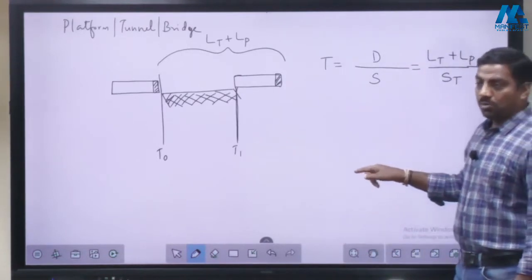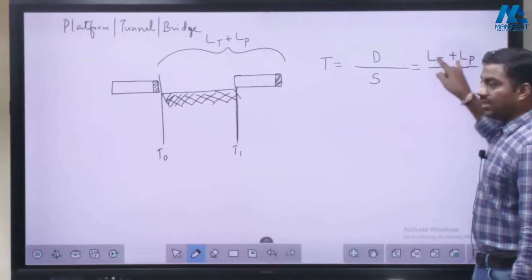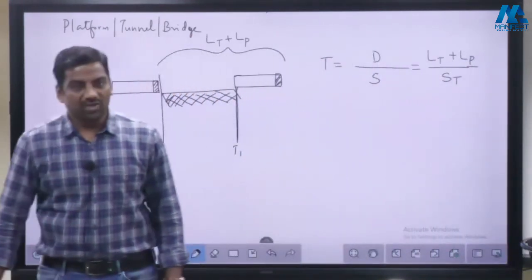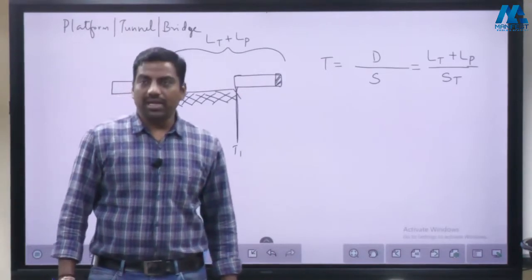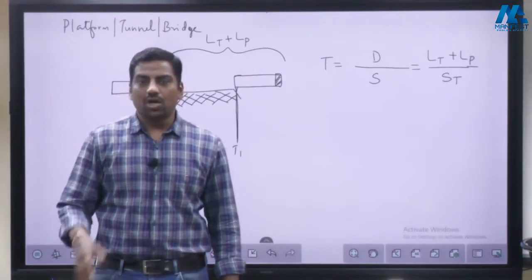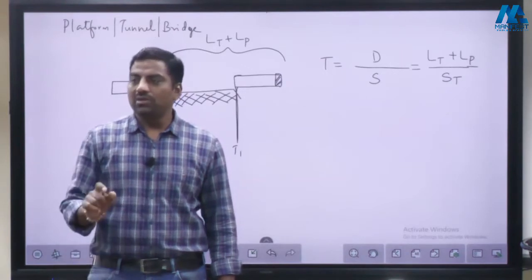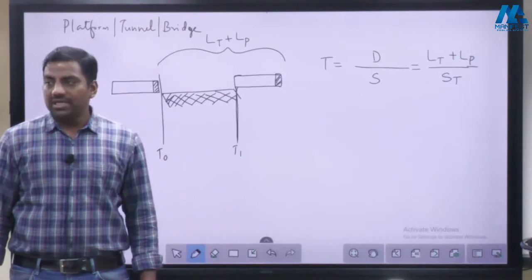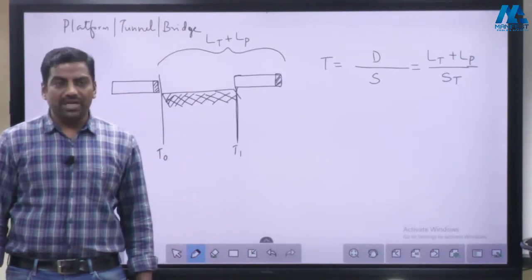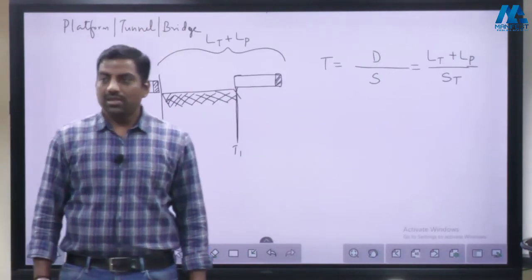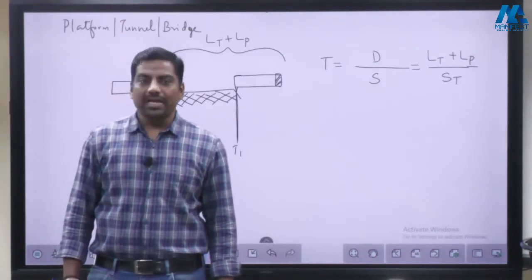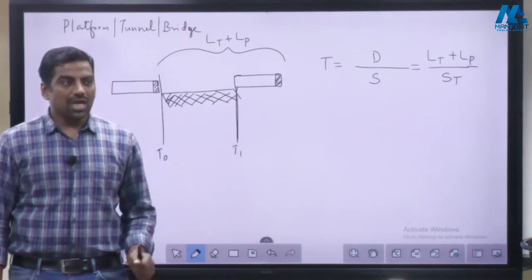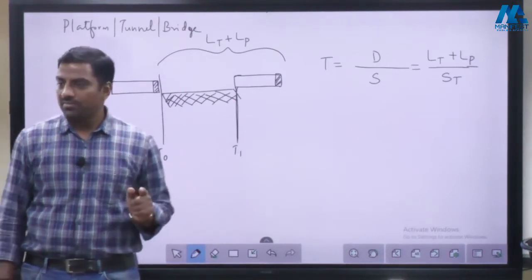Anyways, take any problem. In the numerator, it is always the length, either of the train, or of the train and the platform or the tunnel or the bridge. And speed will always come in the denominator. If they give you time, you can find out the speed by putting the length in the numerator and the time in the denominator. Understood this? So always the lengths will come in the numerator.